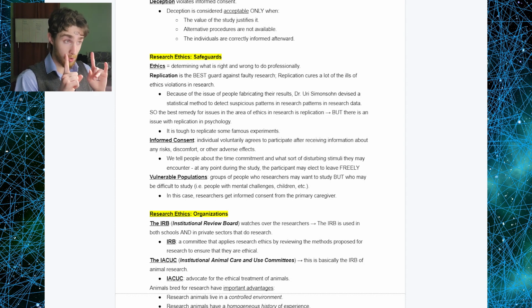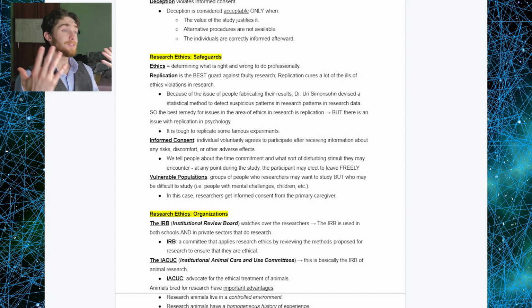That's important. Informed consent, we're talking about individuals voluntarily agreeing to participate after getting debriefed on all the things they may encounter. But then with vulnerable populations, we got to get informed consent from the primary caregiver, because vulnerable populations are groups of people that we may want to study, but that may be difficult to study.